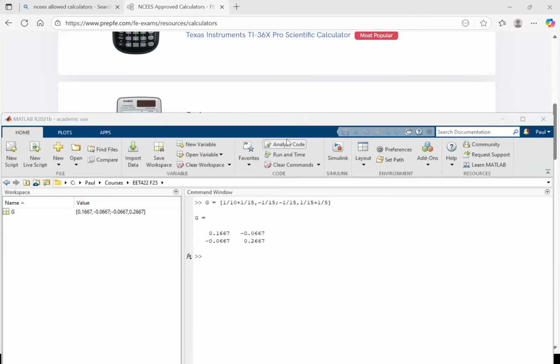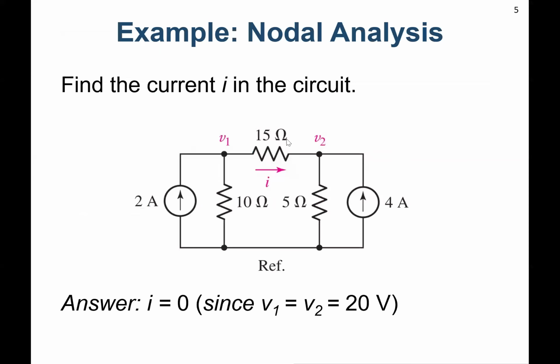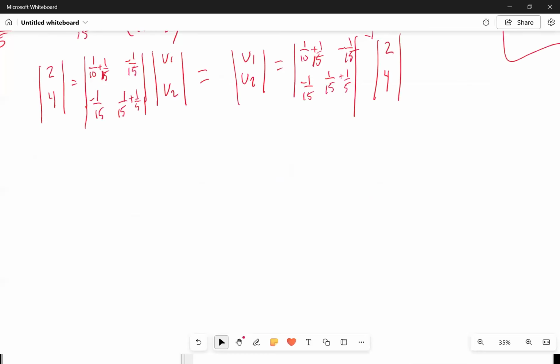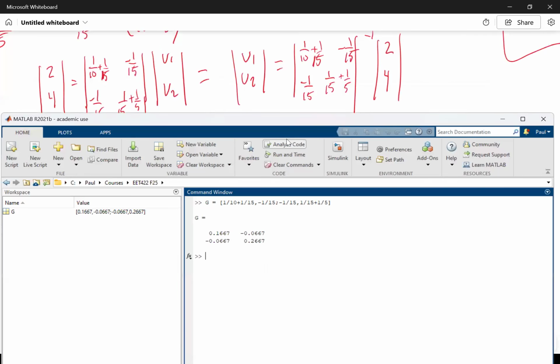Just my perspective. All right. So we have to enter this in. We had our G matrix. We have to enter in our current matrix. I is equal to [2; 4].